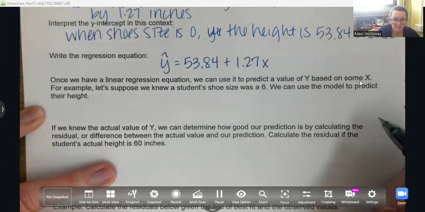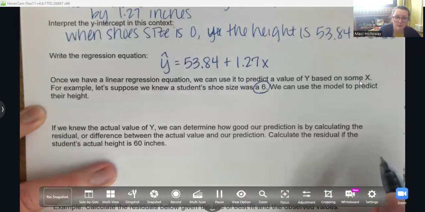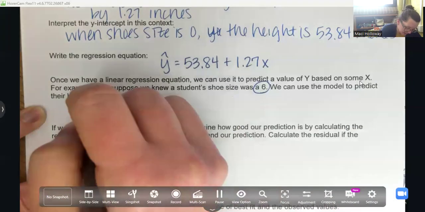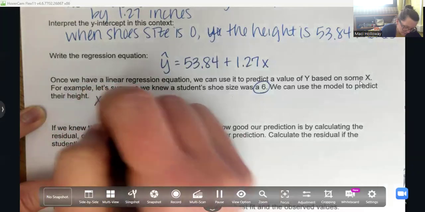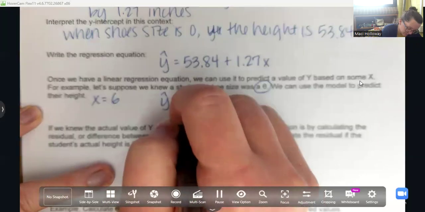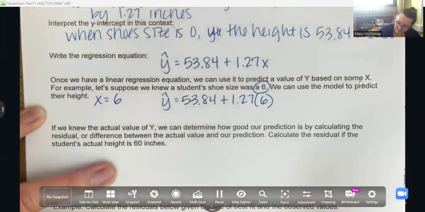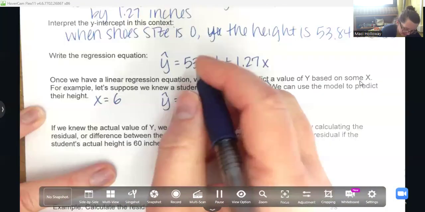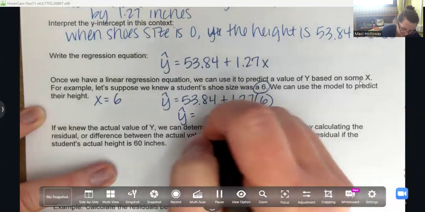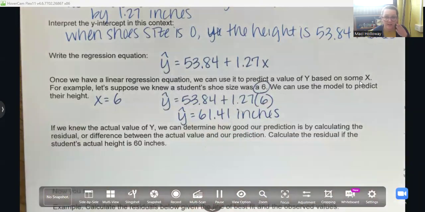So once we have a linear regression equation, we can use it to predict a value of y based on some x. So let's suppose we know that someone's shoe size is a 6. We can use the model to predict their height. So since our x values are shoe size, we're going to plug in 6 to determine the predicted value. So we'll plug this in and multiply, and we get the predicted value of 61.41 inches. So my prediction is that someone who has a shoe size of 6 is 61.41 inches.